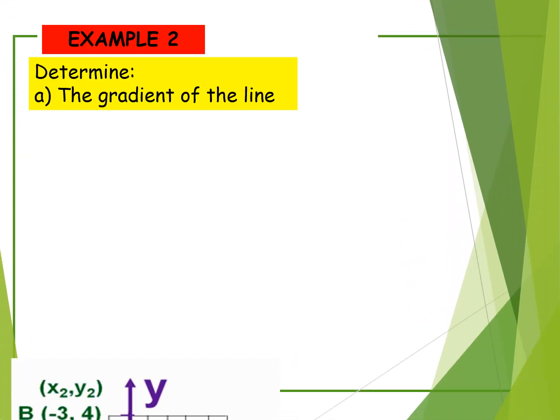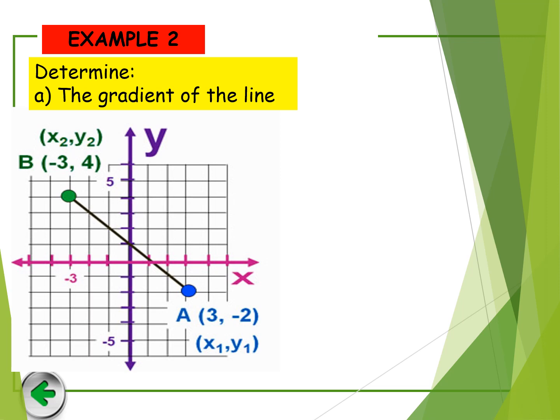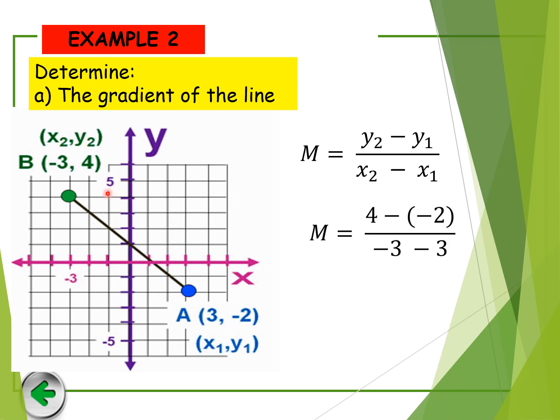Here we have a Cartesian plane and a straight line. We have 2 endpoints, A and B. So the coordinates are given, and it's also labeled x1, y1, x2, y2. So first step, formula. Second step, plug them into the formula. So y2 is 4, y1 is -2, put that in brackets, x2 is -3, and x1 is 3.